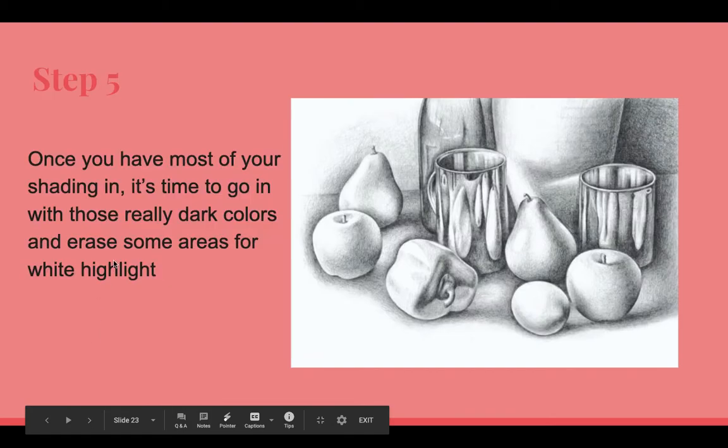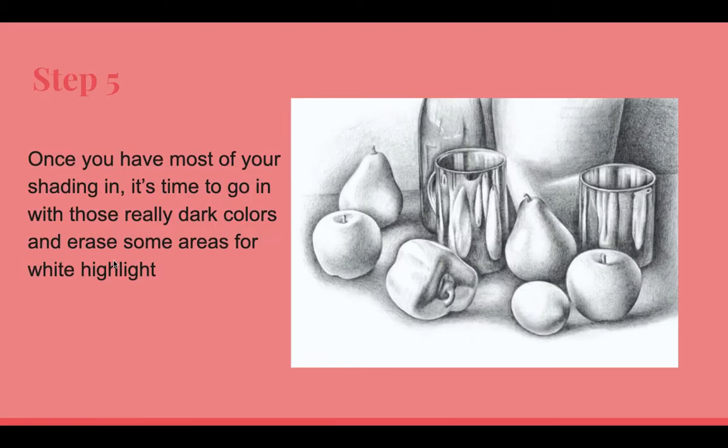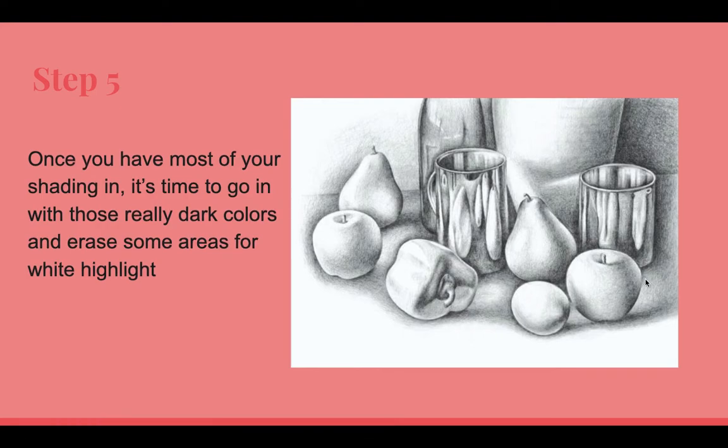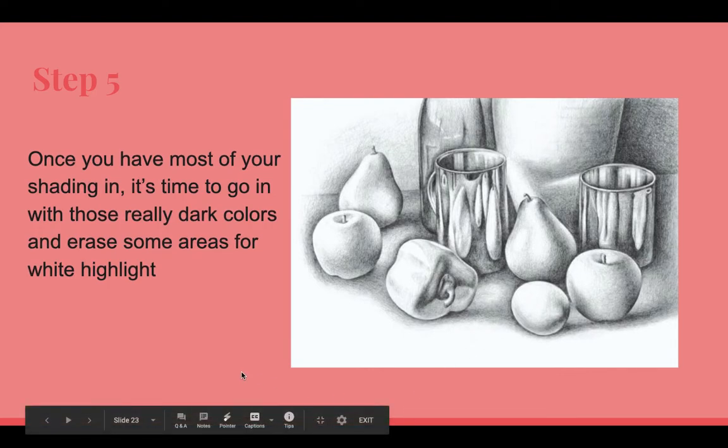So step 5 is, once you have most of your shading in, it's time to go in with those really dark colors and erase some areas for white highlight. So you can see there's some really dark areas, some really light areas, and it's also got light reflection. We're trying to think about all of that when we look at a piece. Where is the light? Where are the shadows? Where are the highlights? This is how we will begin to break it down and become good artists.